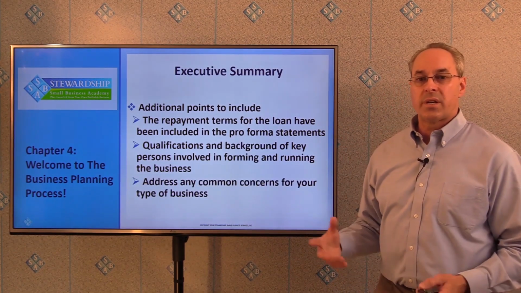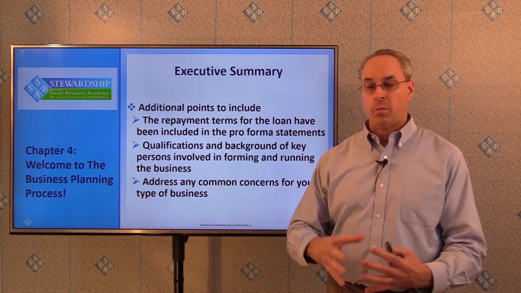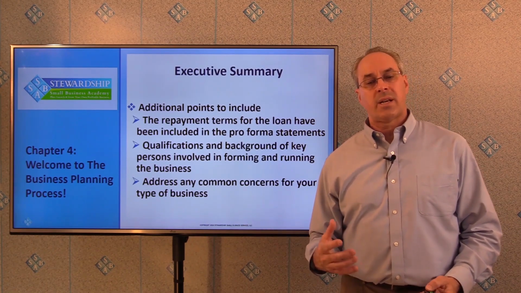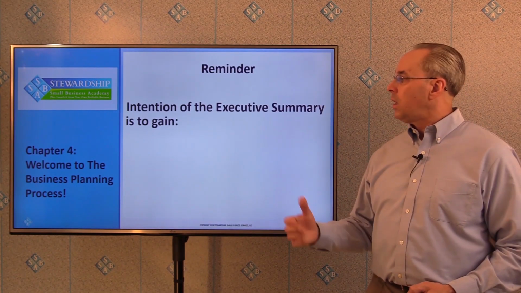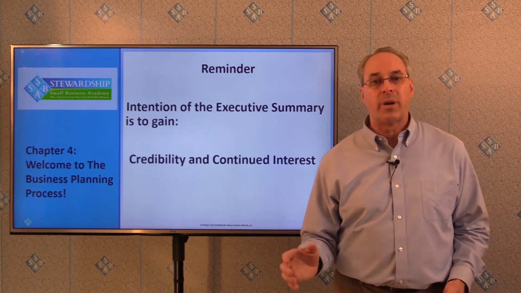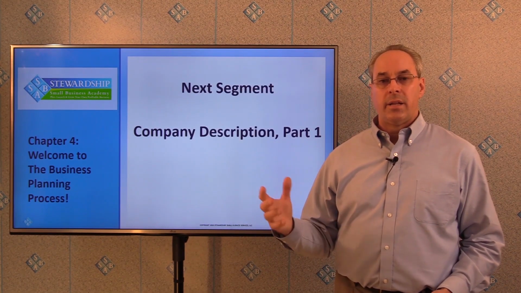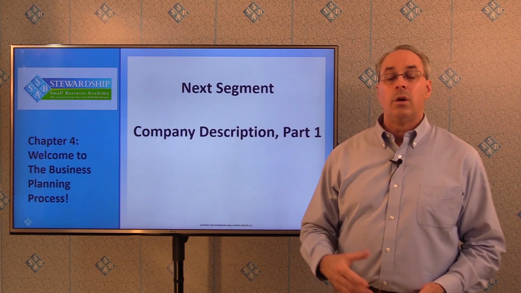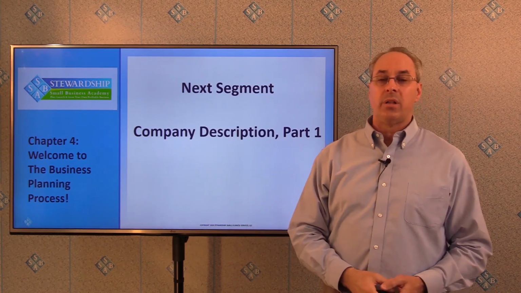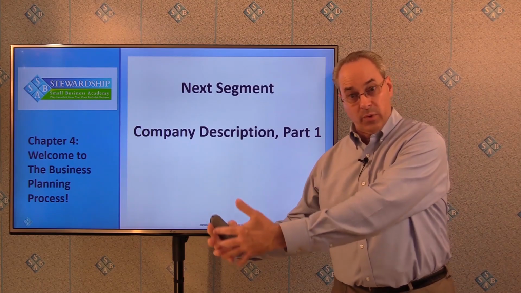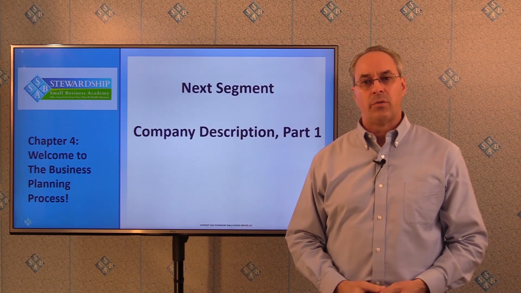Okay? And then address any common concerns. If the type of business you're going into tends to have problems that are ubiquitous within that industry, you want to address how you're going to deal with those problems and solve them and still be prosperous. Okay? Now, again, just a reminder, the executive summary is to gain credibility and continued interest. Okay? In the next segment, we will look at the company description, which is what you're trying to get the credibility and interest for, to get them to read the company description, and then hopefully they're impressed with that and they want to continue reading, and they'll get into the details of the business plan as well.